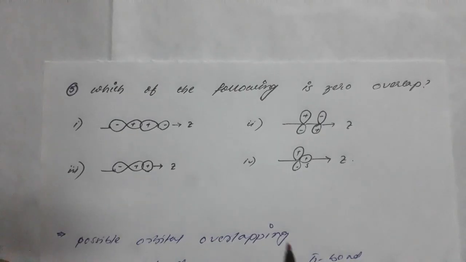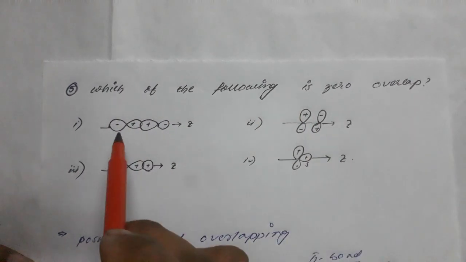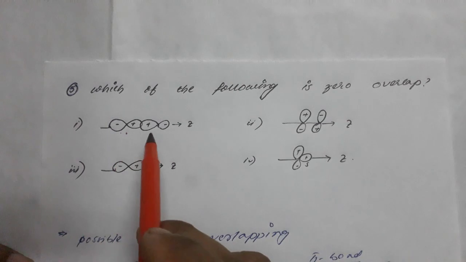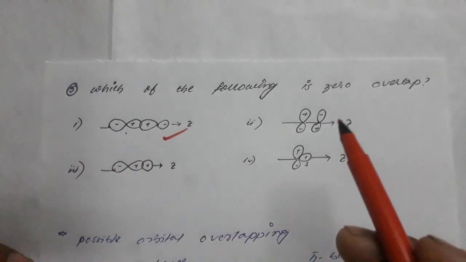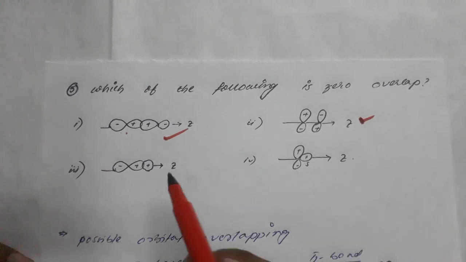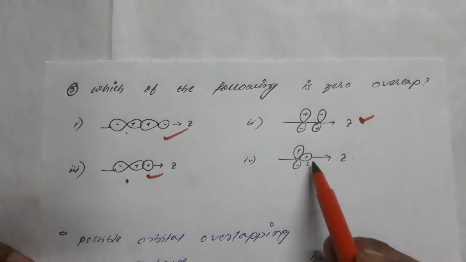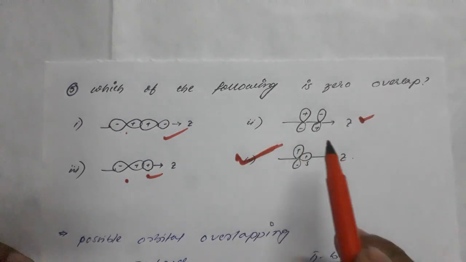Okay. Another question: which of the following is zero overlap? Look, this is PZ, so obviously this is overlapping. This is also PX, which is also overlapping. This PZ and S is also overlapping. But this PX and S are not overlapping, so in this case we will have zero overlapping.